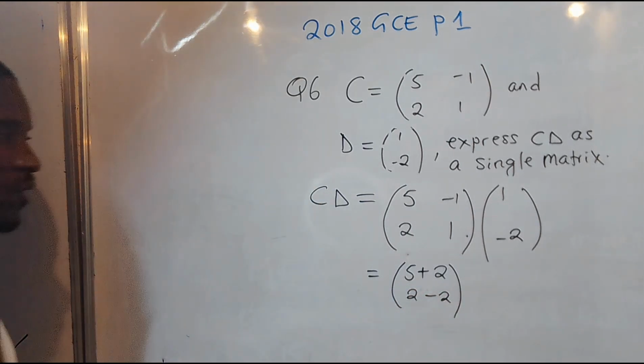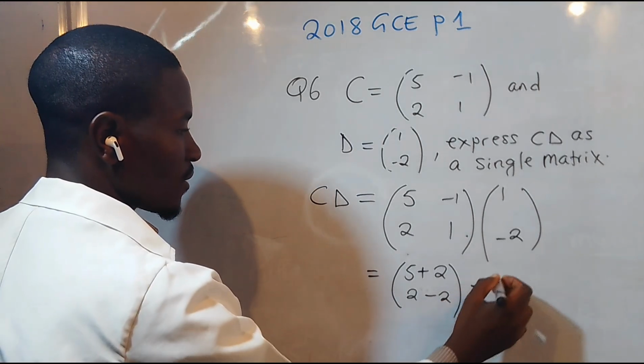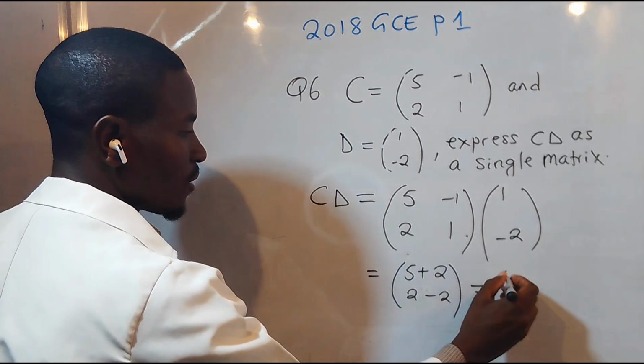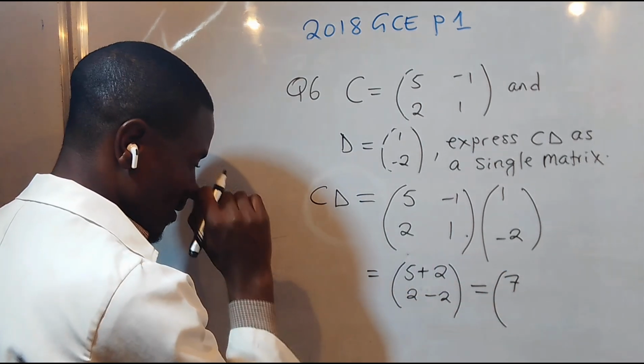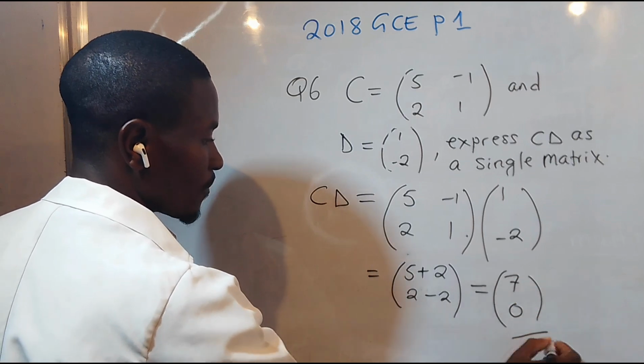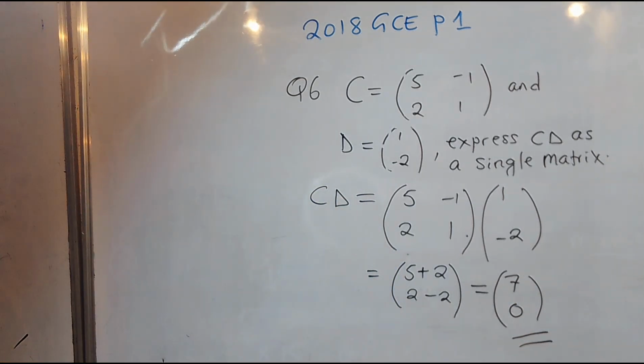So the last part now, you just add the numbers, and this is going to be 5 plus 2, that is 7. 2 minus 2, that is 0. And that is our answer, CD as a single matrix.